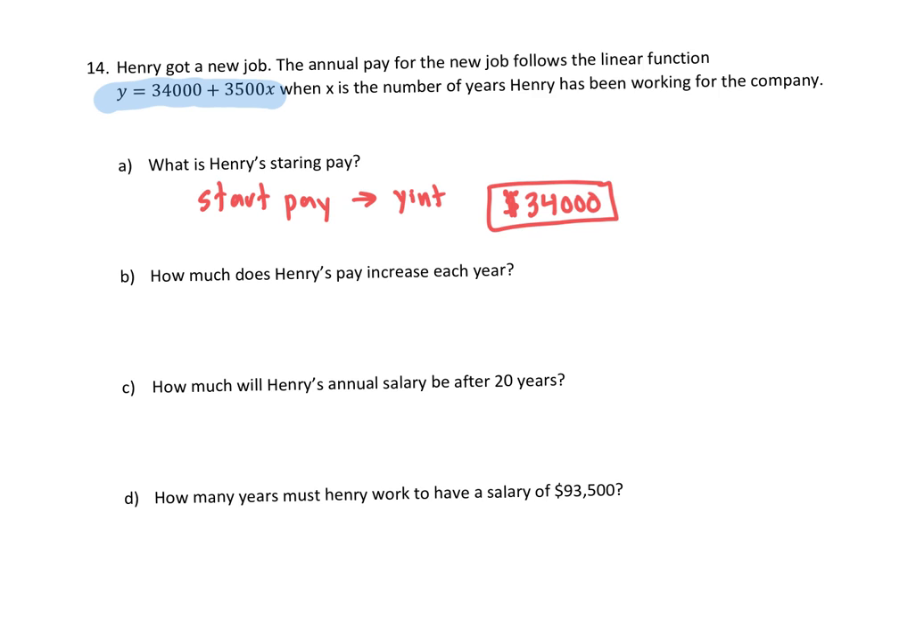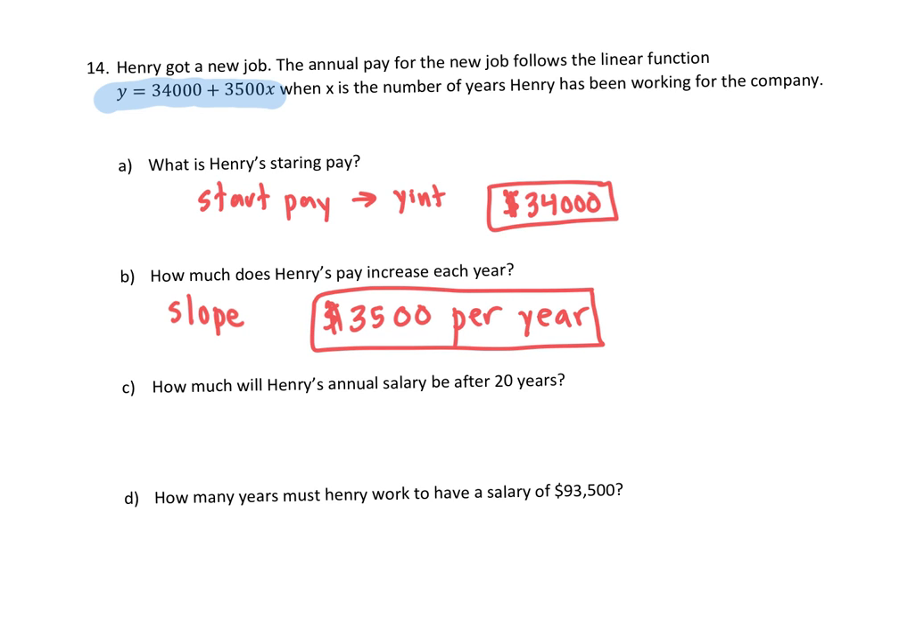How much does his pay increase per year? That is the slope. That's the rate the pay is changing. So that is my slope. So that would be $3,500 per year. Okay.